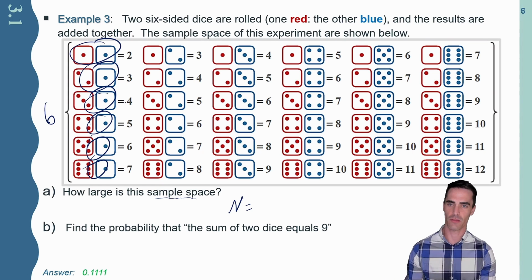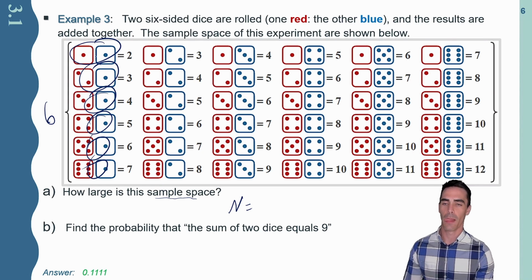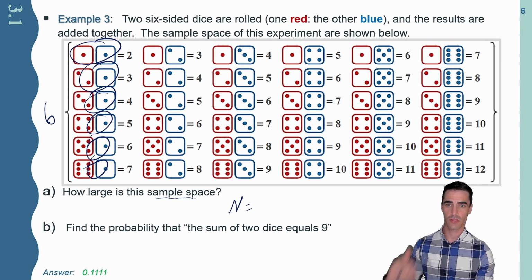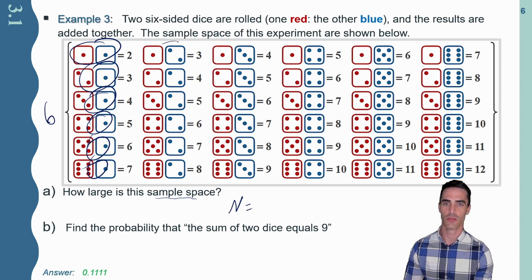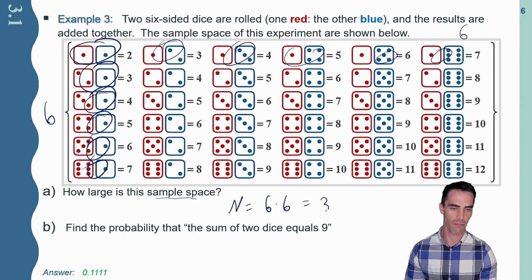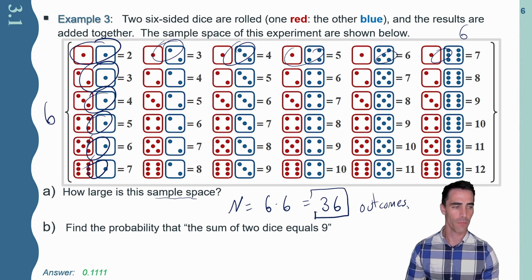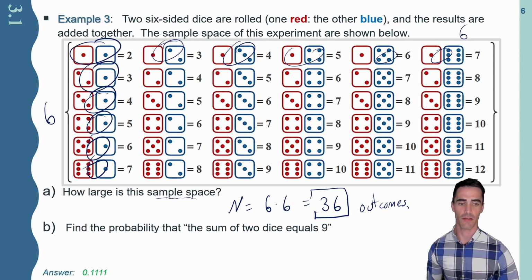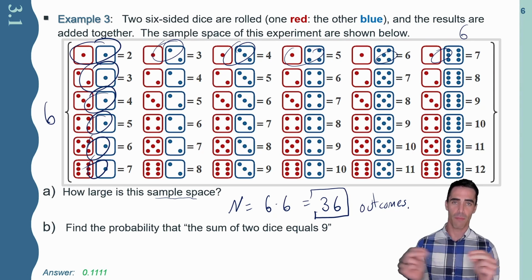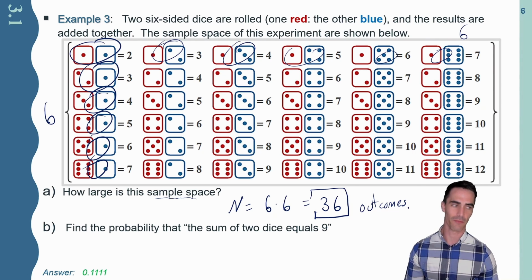It's actually a fast way to do this. It looks like area. I have 6 going down, 6 rows, and I can count the columns: 1, 2, 3, 4, 5, 6 over here as well. So I can count this as 6 times 6, my space. I have 36 different outcomes. 36 outcomes to speak of. And so this is going to help us. That's our bottom, our denominator when we talk about probability. So it's important that we tackle that one first.